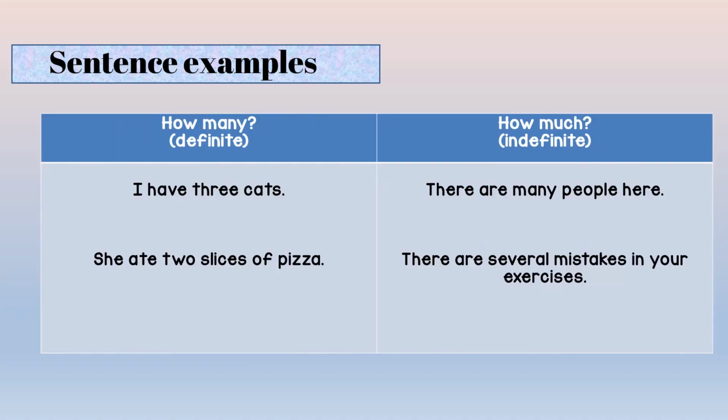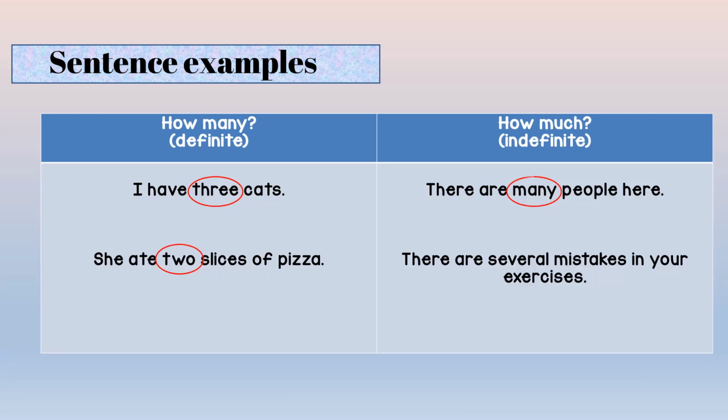Now let's look at the sentence example. I have 3 cats. You want to talk about how many. So the adjective there is 3. She ate 2 slices of pizza. So you want to talk about how many slices. The adjective there is 2. What about there are many people there? So it's indefinite in the sense that you cannot really count how many people there. So many people. Many is the adjective there.